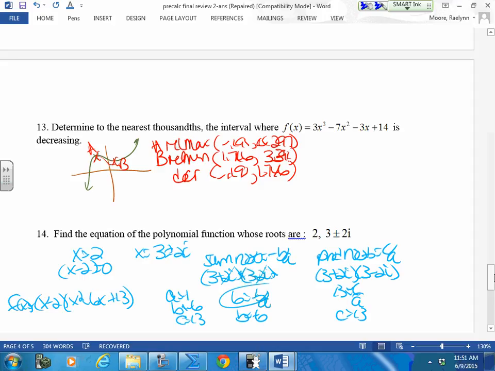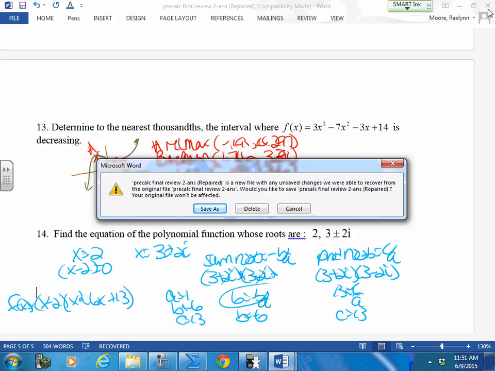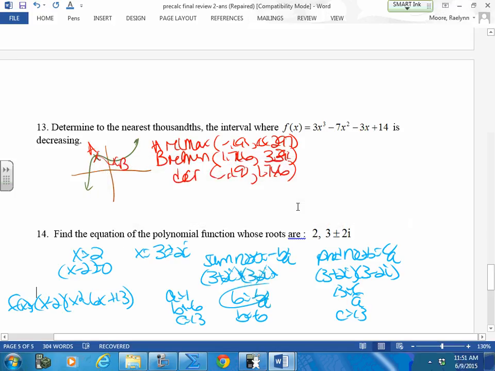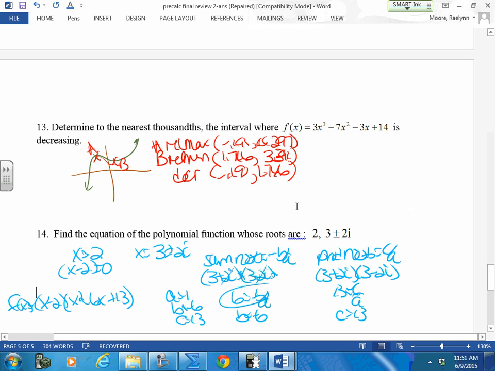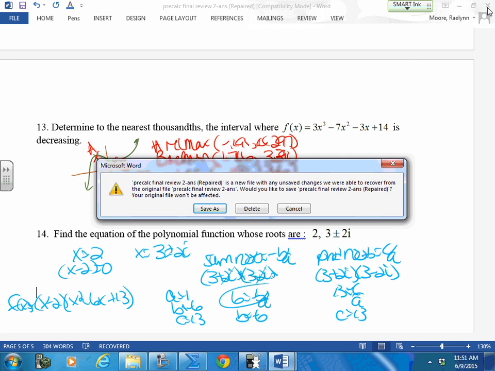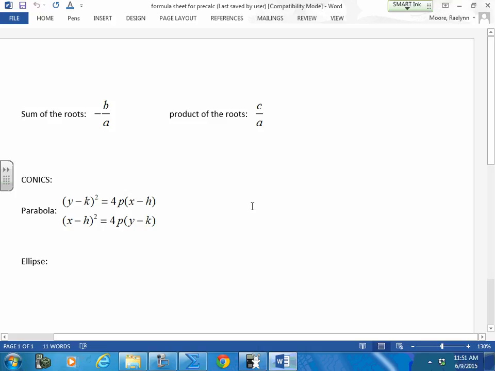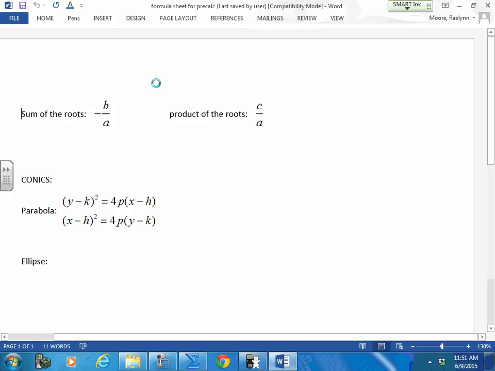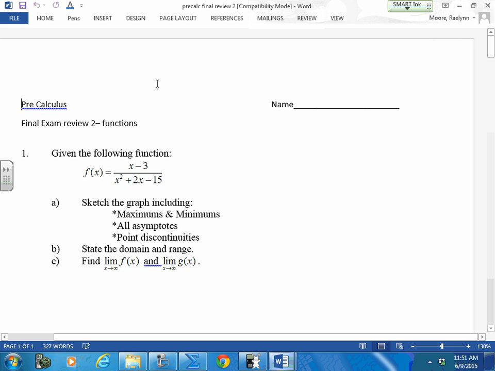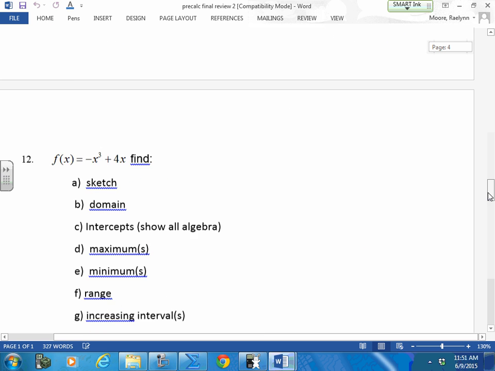I don't know what happened to this. How about this? Did you do this one? The equation of the polynomial? Let's do this one together. We didn't go over that one? Yes, we did. You didn't do that this year. I don't even know where this is coming from. Okay. Okay, let's do this together.